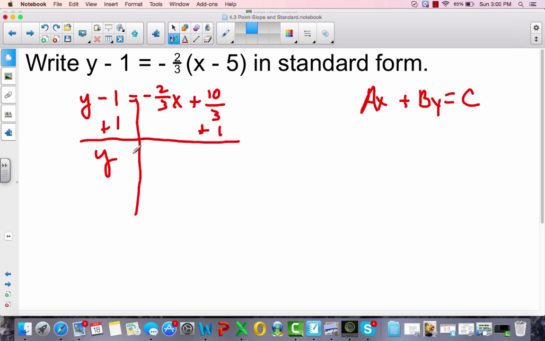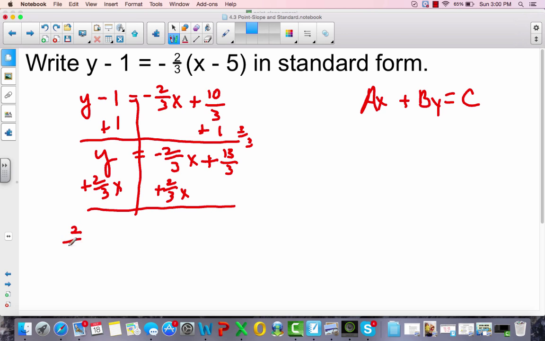That gives us y equals negative 2/3 x plus 10/3, which is 3 1/3. Well, let's do it this way. 10/3 plus 1. 1 is 3 over 3. So 10/3 plus 3/3 gives us 13/3. Now we need to get rid of this x. It's on the wrong side, so we don't want it on this side. So we go plus 2/3 x, plus 2/3 x. So now we've got 2/3 x plus y equals 13/3.